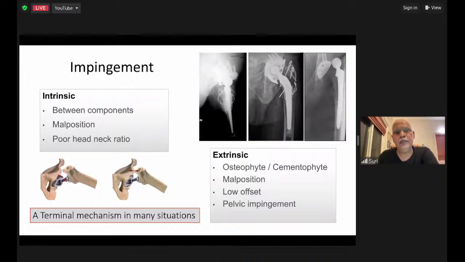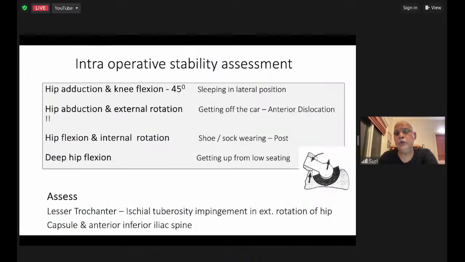So talking about impingement, what you have to clearly understand is that it's a terminal mechanism in many situations. It is not the sole cause, but it could be a mechanism at various points during the life of the prosthesis. It could be between the components, malposition, or a very poor head-neck ratio in the design. It could well also be the osteophyte, cementophyte, pelvic impingement, or soft tissue impingement.